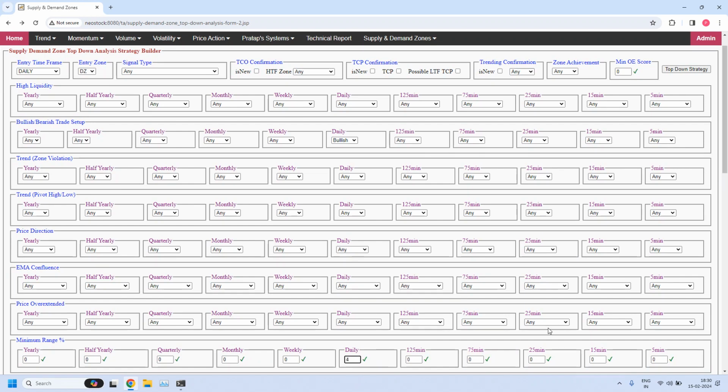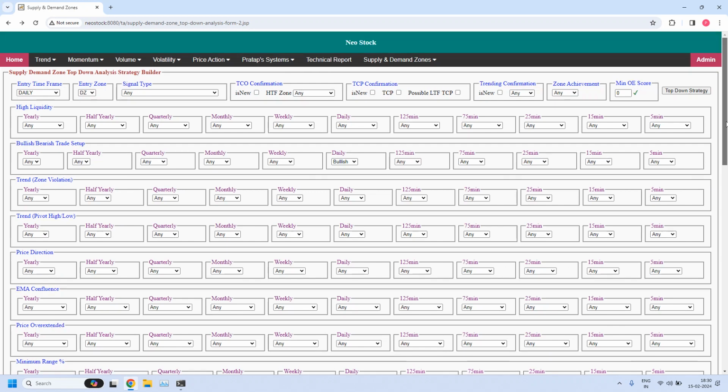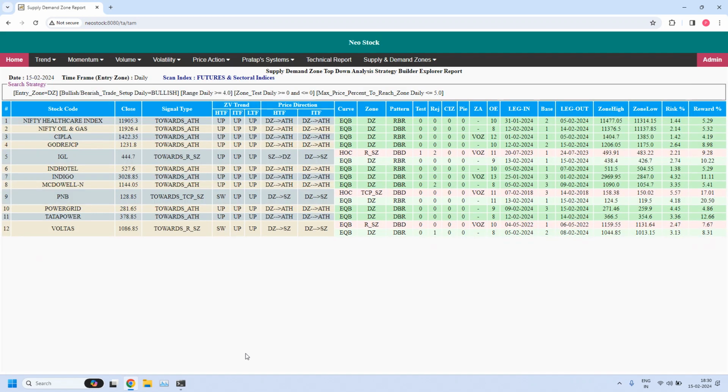Within 4% minimum reward, all the previous stocks, and some more stocks will be added here. 2 more stocks are added. See the stocks having reward 4%. These two are filtered: Cipla moving towards the all-time high, and another one is Power Grid moving towards the all-time high. So not much luck finding stocks moving towards the demand zone.